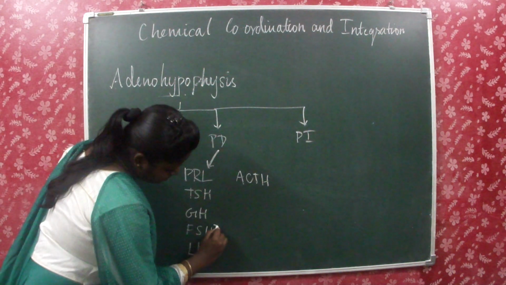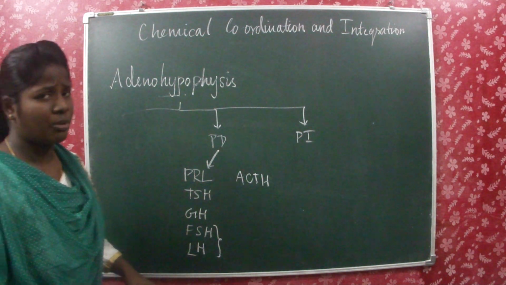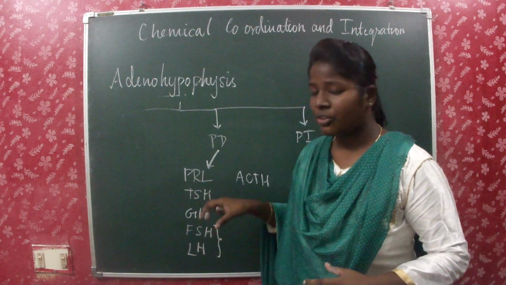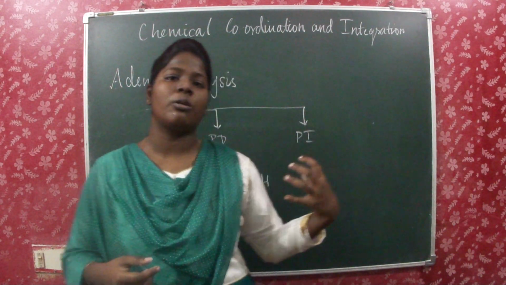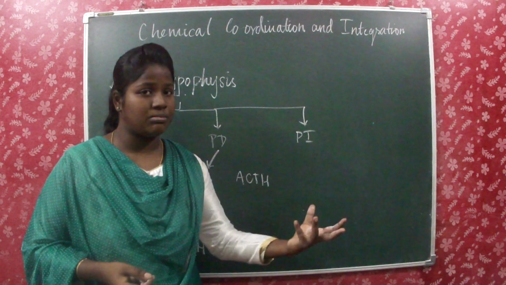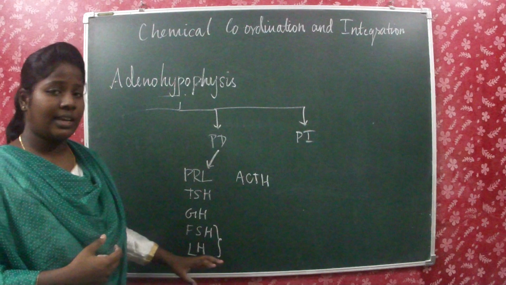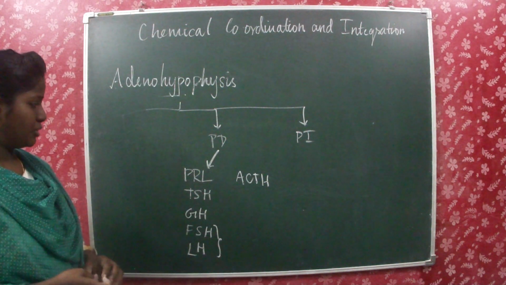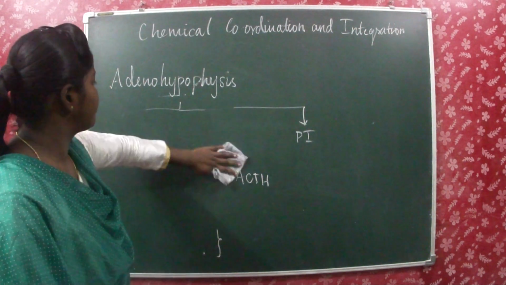Follicle stimulating hormone and luteinizing hormone together we call gonadotrophins. That is because the target organs of these two hormones are the gonads, that is the testes in males and ovaries in females. So these are called gonadotrophin hormones. First we will go with growth hormone.